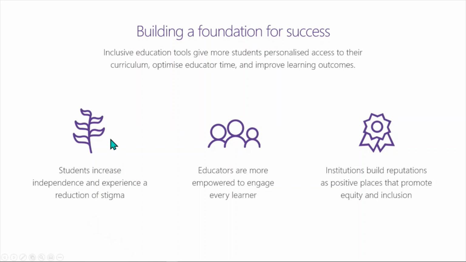Okay, so we want to make sure that they're using the same software as everybody else in the room, the same devices as everybody else in the room, and that reduces that stigma and also, as I said, increases the independence. We want to make sure that educators are more empowered to engage every learner so that the technology is going to take us to places that we couldn't go without the technology. All right, and then lastly, we want institutions to build reputations as positive places that promote equity and inclusion. So that's for your school leaders and your school community. By switching this stuff on, by making it available to the students, your school's going to get a great reputation, all right, as being equitable and inclusive.